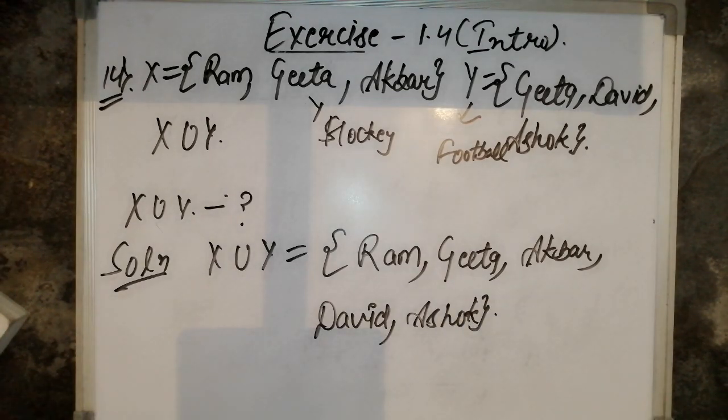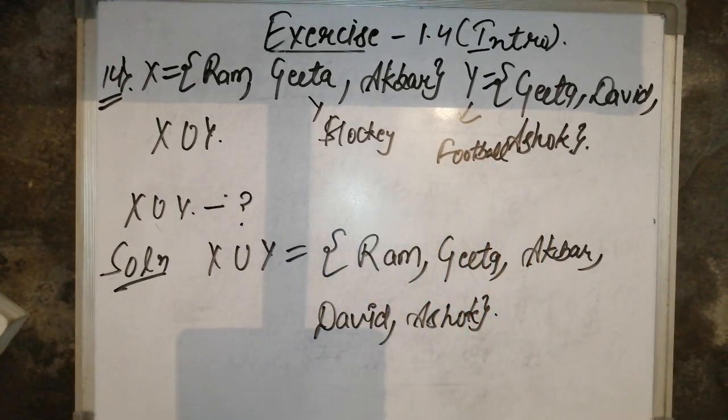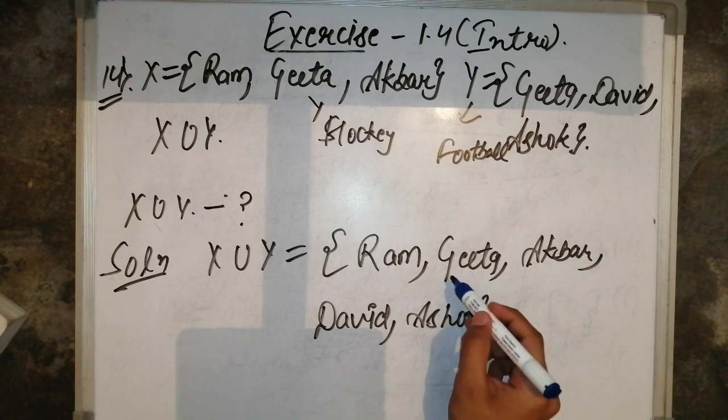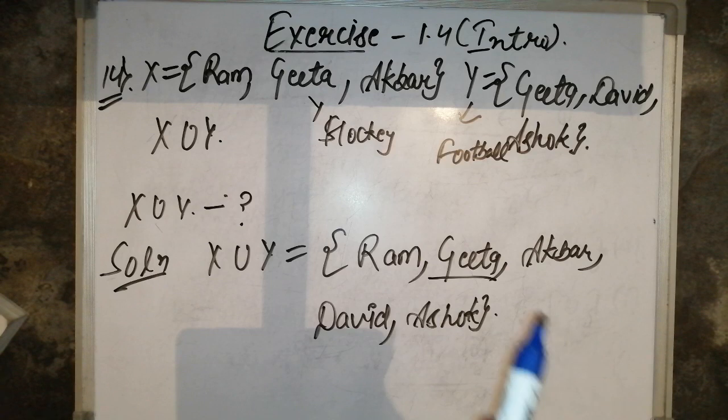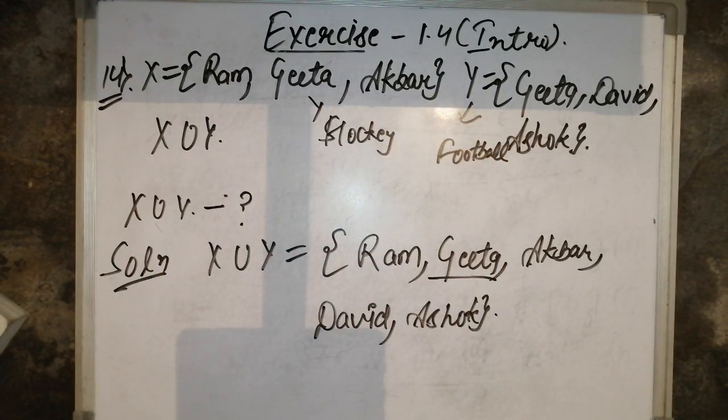From here we conclude that Geeta is present in the school hockey team as well as school football team. Okay, and basically this set is talking about the school hockey players and football players simultaneously. And students, note that I'm telling about this Geeta because this Geeta is intersection of these X and Y. Okay, students, pause the video, note it down.